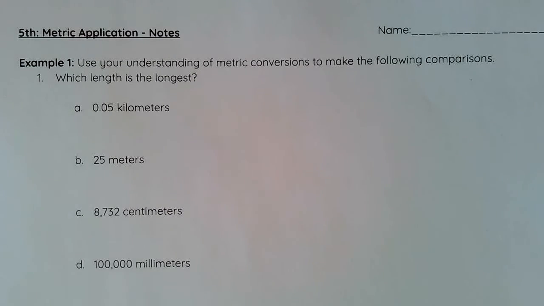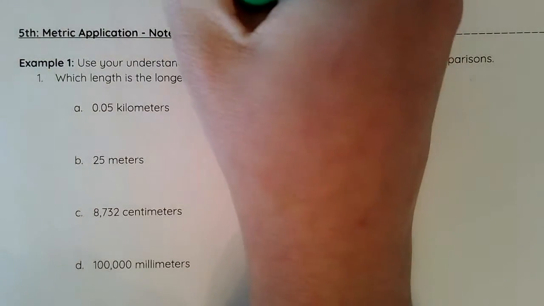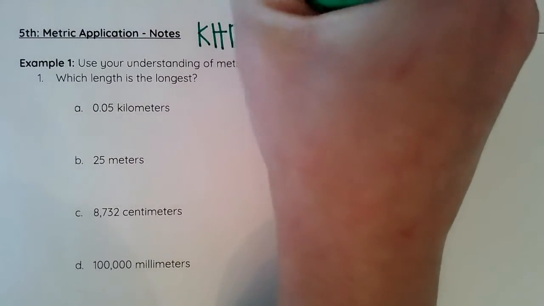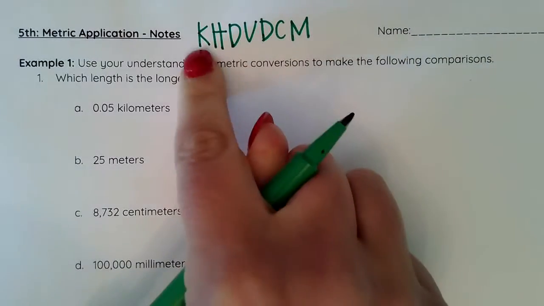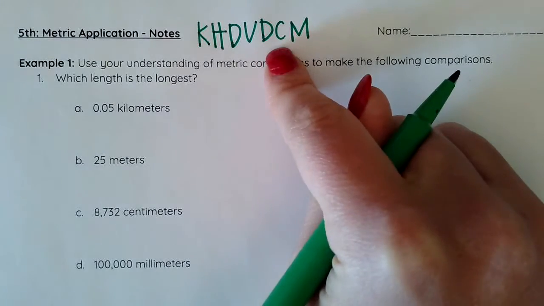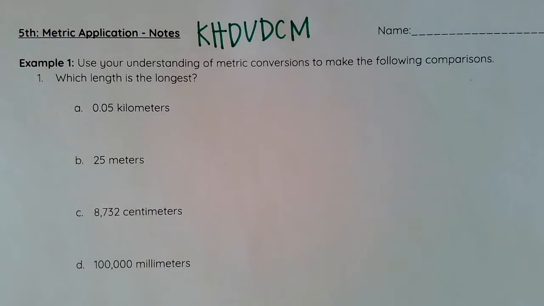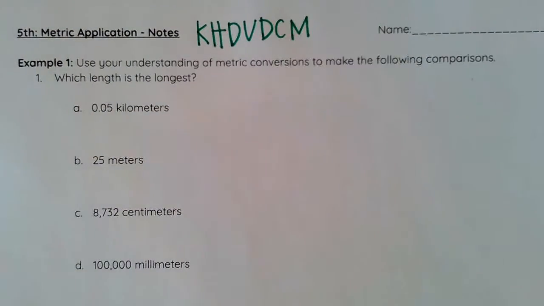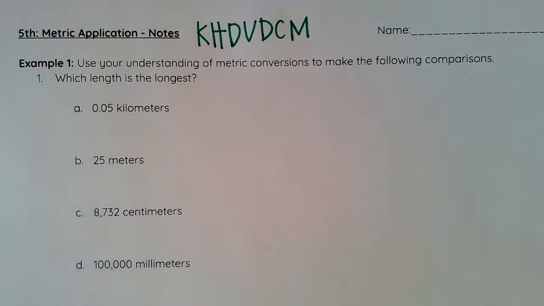All right, so at the top of my paper, I'm going to start by writing my little King Henry doesn't usually drink chocolate milk. Kilo, hecto, deca, units, my base units, in this case, meters, deci, centi, and milli. So I can convert a little more easily. I am going to convert everything into meters. I like that because it's in the middle. However, again, you can pick what you would like to do. You should get the same answer if you appropriately convert no matter what.